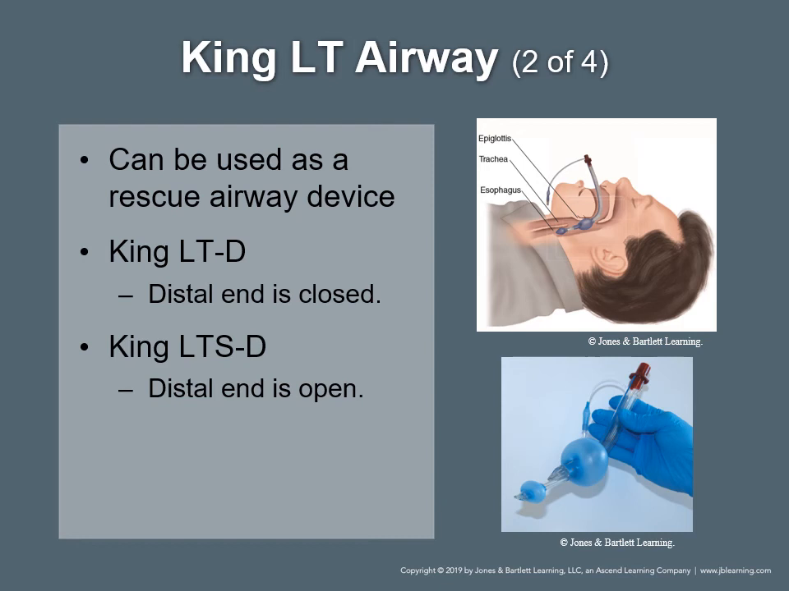It can be used as a rescue airway device. Two types of King LT airways are available, the King LTD and the King LTSD. The King LTSD is a more commonly used device, available in 7 sizes. Refer to Table 11.12 for those. The distal end of the King LTD is closed, whereas the distal end of the King LTSD is open.